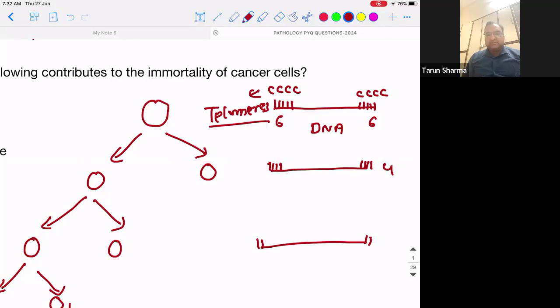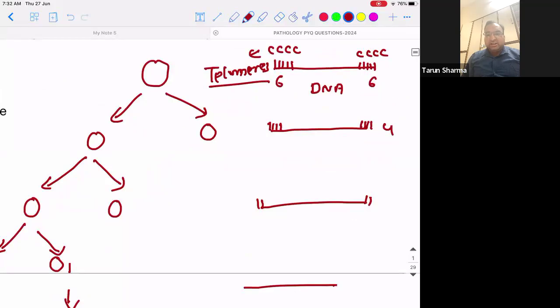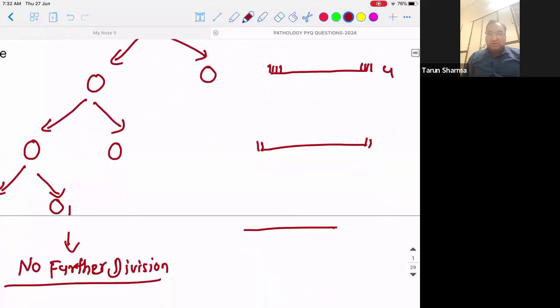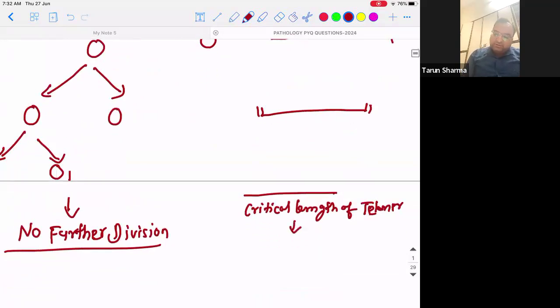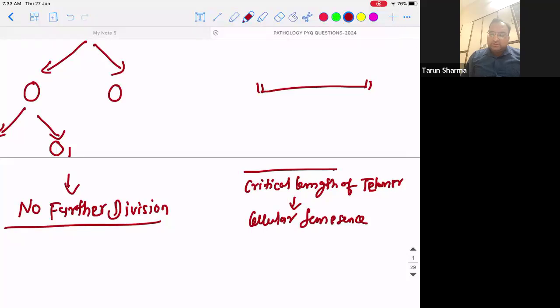After every successive cell division, our DNA length is getting shortened, specifically the length of the telomeres. After reaching a critical length of telomeres, there will be no further cell division. This is called cellular senescence, or cell aging.